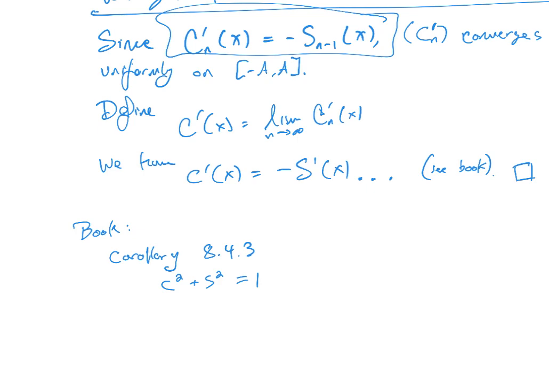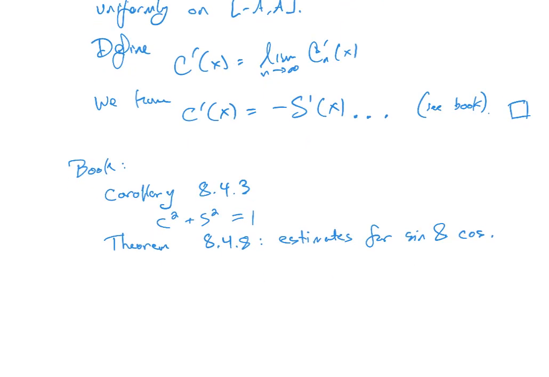And the other one I will draw your attention to is theorem 8.4.8. This gives estimates for sine and cosine. These are the estimates we've talked about before. These have come up a few times in class, stuff like that. That s of x is bounded by minus x and x for positive x.